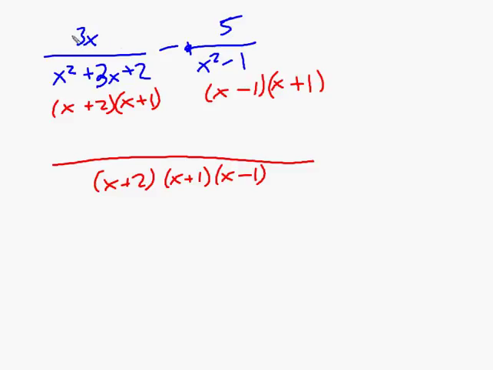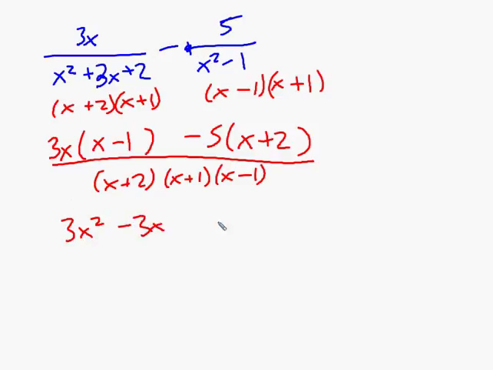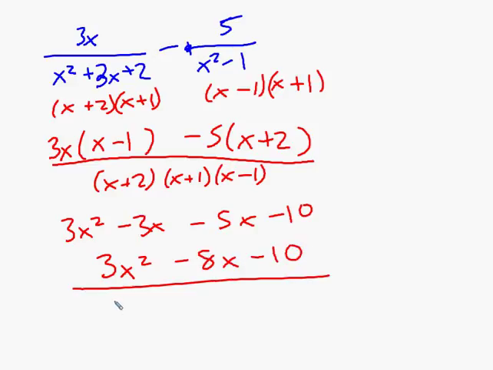Alright, so what do I need to multiply the first fraction by? X minus 1. And what do I need to multiply the second fraction by? X plus 2. Yes. Now I want to be very careful with that negative 5. So now I distribute, and I get 3x squared minus 3x minus 5x minus 10. I'll combine my like terms and I get 3x squared minus 8x minus 10, all over x plus 2, x plus 1, x minus 1.